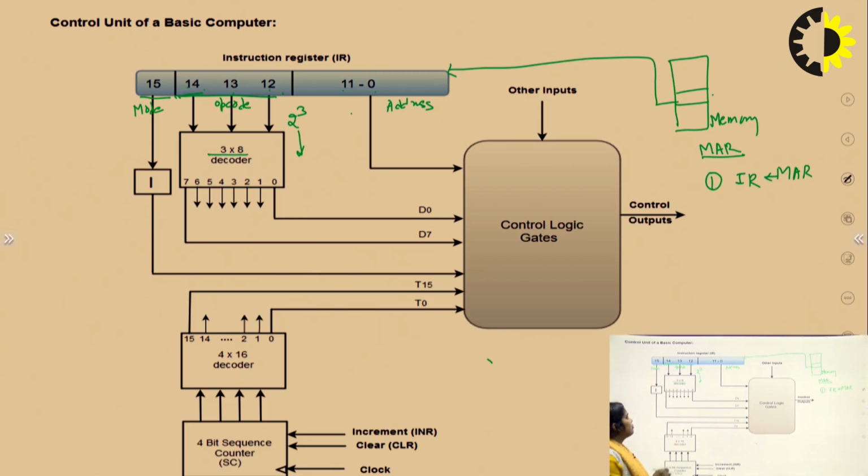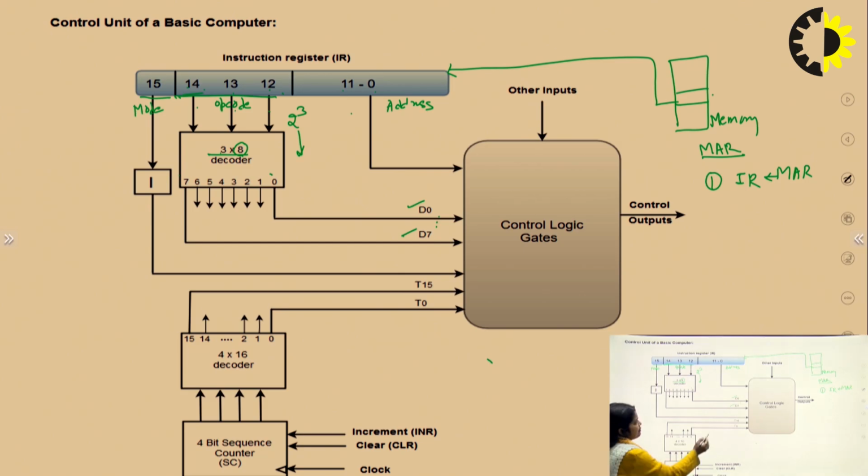In the 3x8 decoder, the input is 3 bits, and the output is 8. What is a decoder? A decoder is a combinational circuit that takes n inputs and produces 2 to the power n outputs. So 3 is the input and 8 is the output. The 8 outputs, 0 to 7, are represented as D0 to D7, and these D0 to D7 values go to the control logic gates.